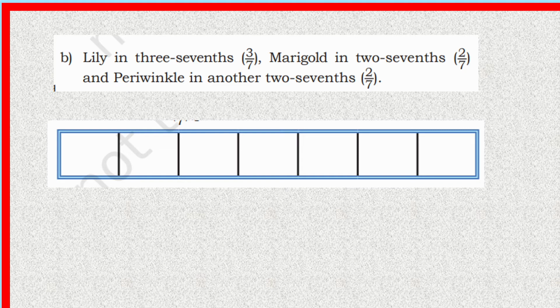Next one, lily in 3/7, marigold in 2/7 and periwinkle in another 2/7. So, total how many parts are there? 7 parts. See, 1, 2, 3, 4, 5, 6, 7. The garden is equally divided into 7 parts. Lily in 3/7. So, out of 7 parts, 3 parts contain lily. See, in 3 parts we have lily.